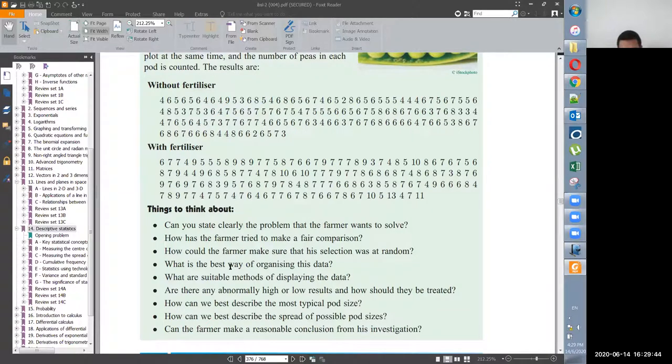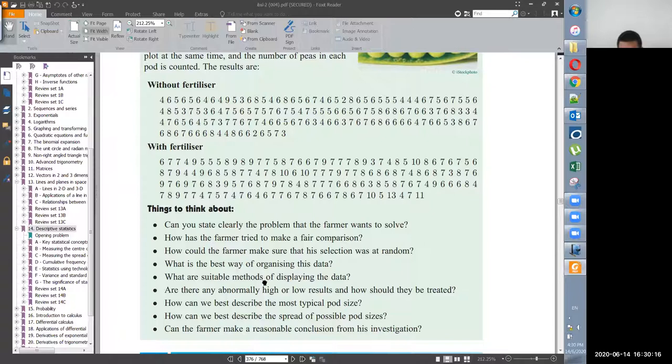So what's the best way of organizing this data? There are many ways to look at data. For these two sets, you can look at the average number. That's one way. You can compare the average number between these two sets. And you can also look at the mode number, that means the one that appeared the most, or the median. There are many ways to look at data.